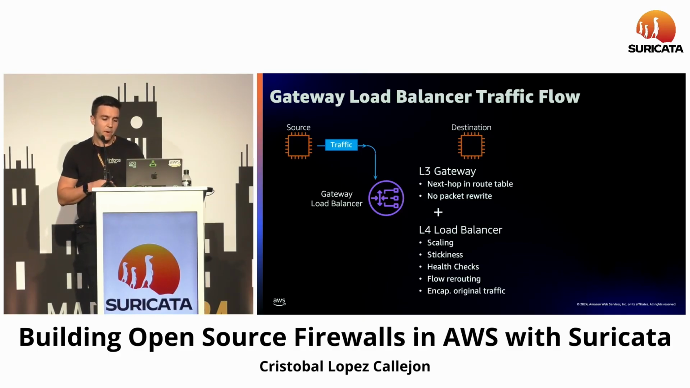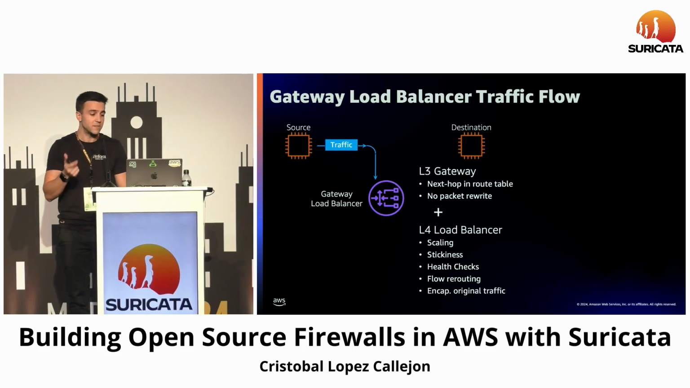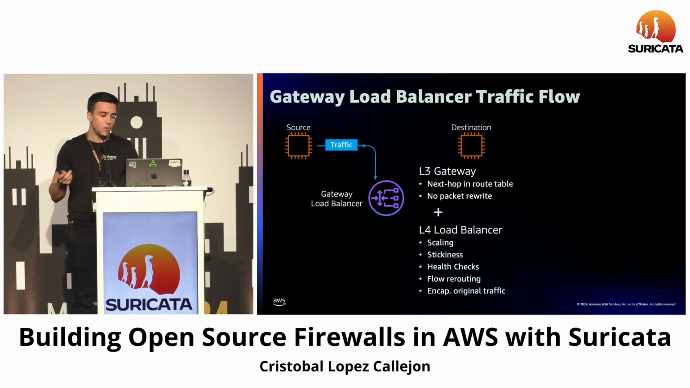in this case without any kind of rewrite, so completely transparent. And this is due to the encapsulation of the original traffic that is going to reach the instance, first being encapsulated with the Geneve protocol, and then decapsulated just before reaching the instance, so the instance is reached as if there was no load balancer before. We're going to have layer 4 load balancing for scaling, for stickiness, for the health checks to be sure that our instances are working properly, and if not, to do the failover and the flow rerouting.